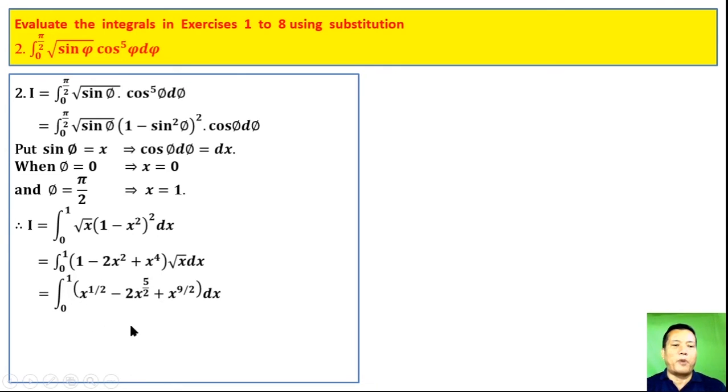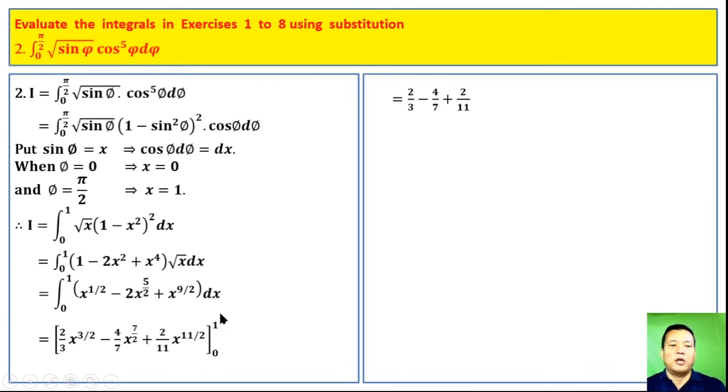We have to apply the power rule for integrals, and the integral of x to the power half is 2 by 3 times x to the power 3 by 2. Integrating each term, we get this. Evaluate: when x is replaced by 1 we get this, and when x is replaced by 0 we get 0. Evaluating this, we get 64/231, which is the value of the given definite integral.